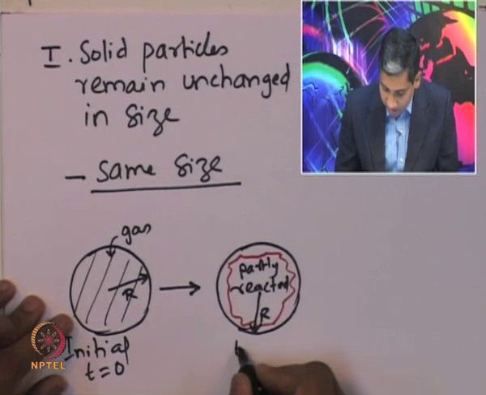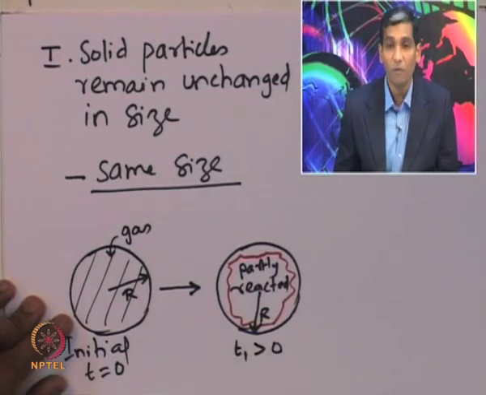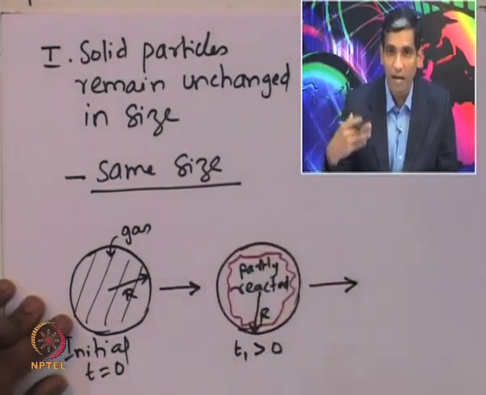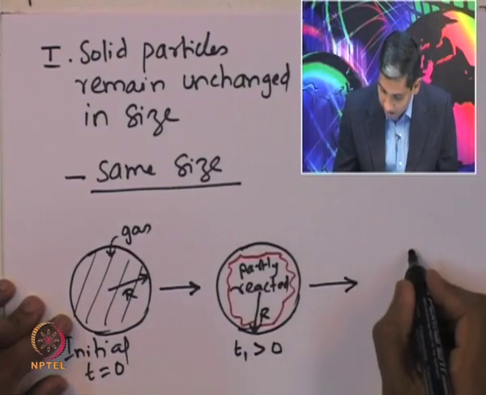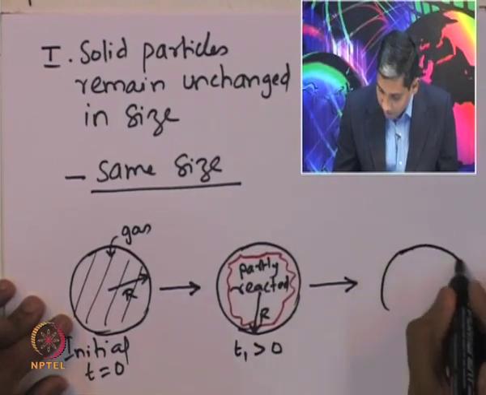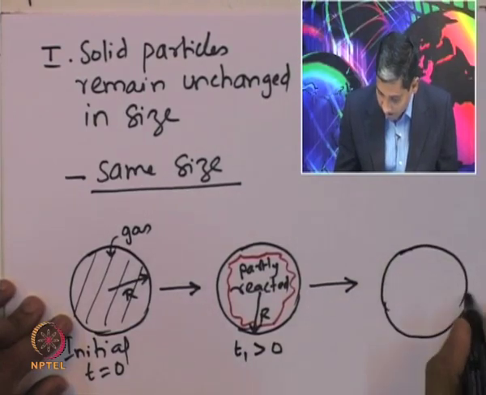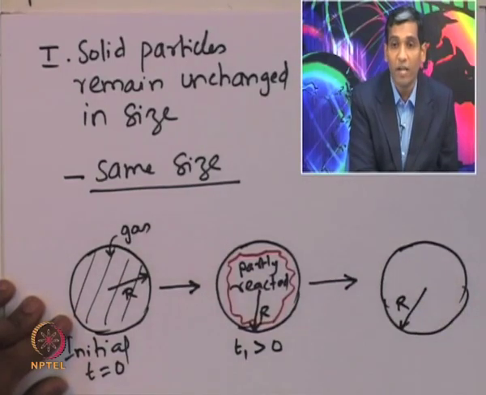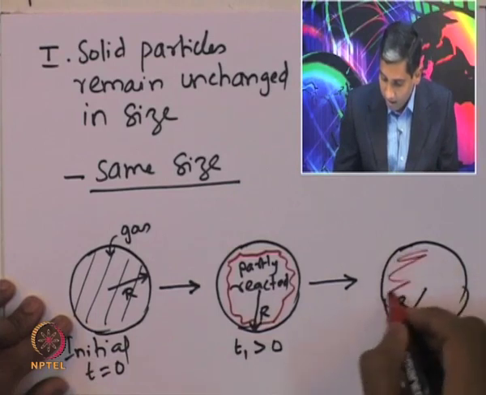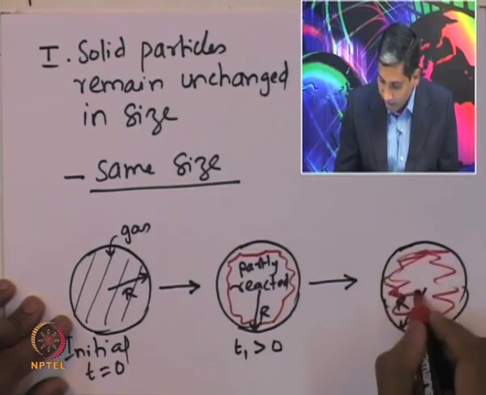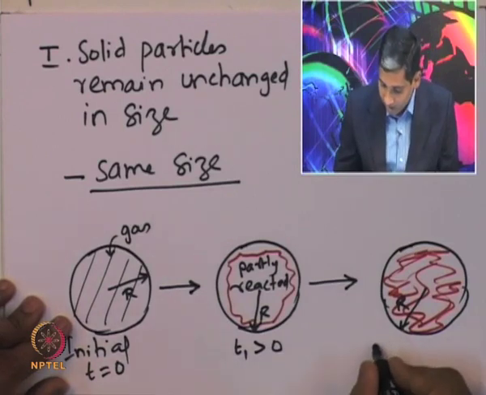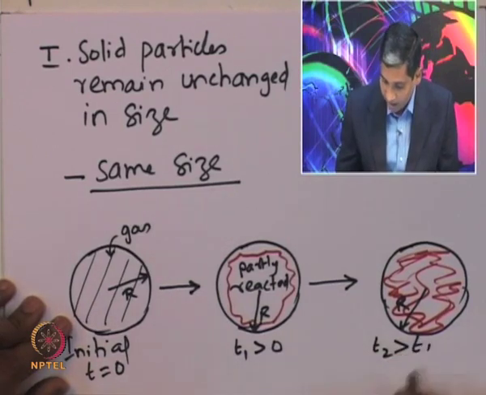So, this might be some time t1 which is greater than 0, and then as time further proceeds, as the reaction proceeds to further conversion, as there is more conversion of the reactants, then one can see that, suppose this is the particle, where remember that the size remains same, the size does not change in this particular mode. However, there is more amount of reactant which gets converted. So, this could be like a completely converted situation at t2, which is greater than t1.